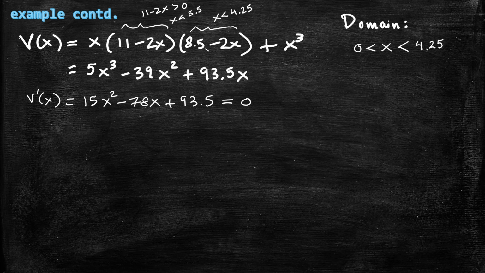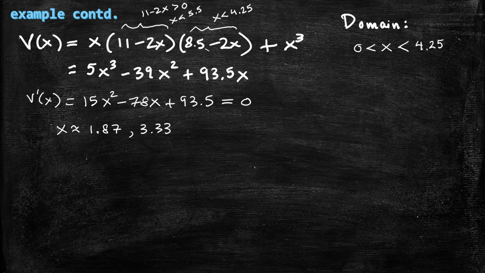And this is not easily factorable by hand, but you can use a quadratic equation solver and you will get these two values, 1.87 and 3.33, both of which are in the domain. So we can treat them both.